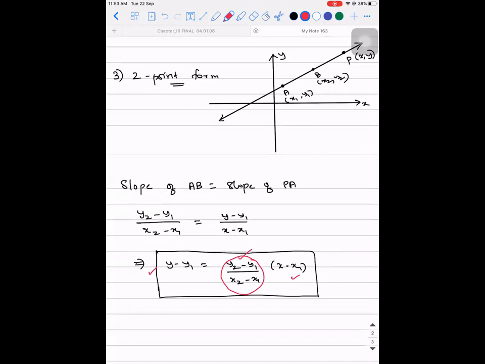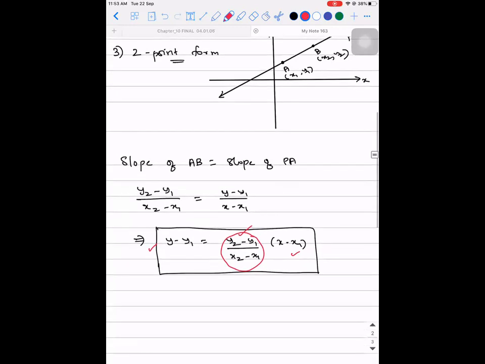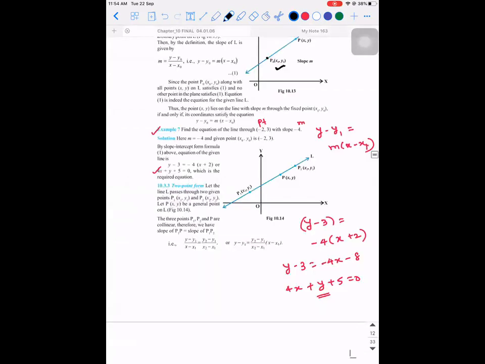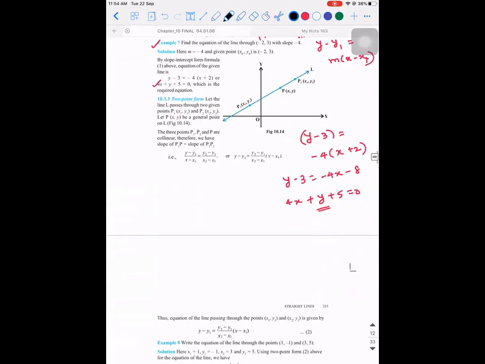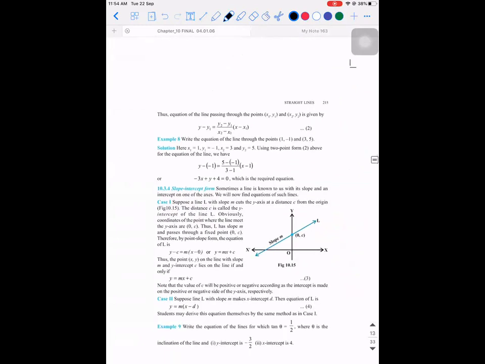Clear? So this is 2.4. Fourth one. So before that, we'll do a problem.